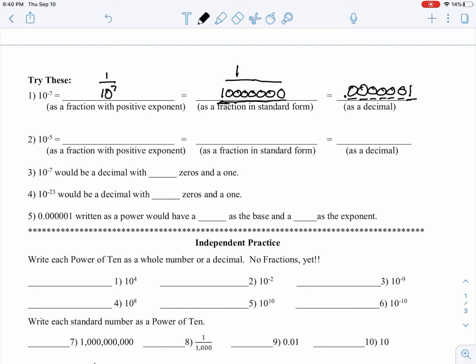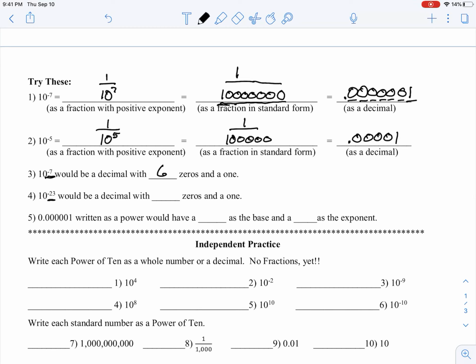All right, so 10 to the negative 5th, we're going to take our reciprocal here and then turn our exponent positive. As a fraction, that'll be a 1 over, well, 10 to the 5th is 100,000. And as a decimal, we need 5 decimal places total. 1, 2, 3, 4, and 5. So 10 to the negative 7th would be a decimal with 7 decimal places total, right? So it would be 6 zeros and a 1. 10 to the negative 23rd as a decimal, we would need it to have 23 decimal places total. So it would be a decimal with 22 zeros and a 1 in that 23rd spot.